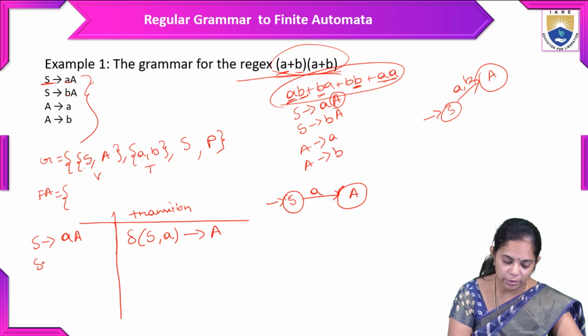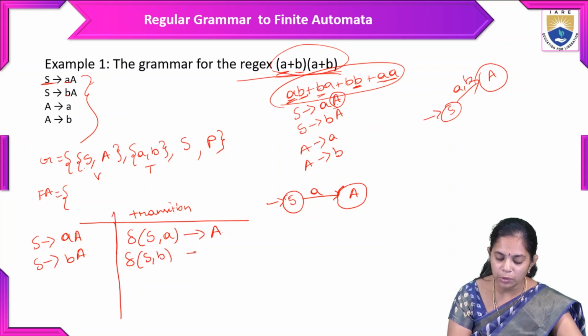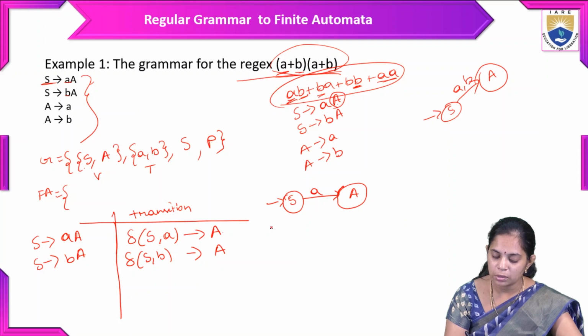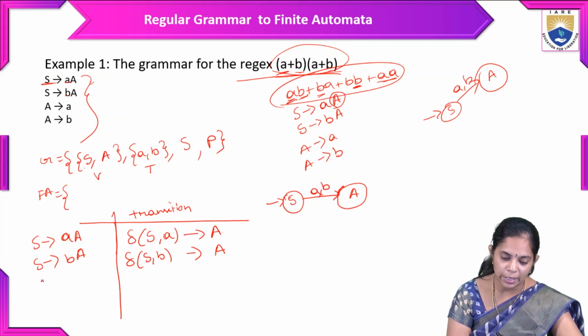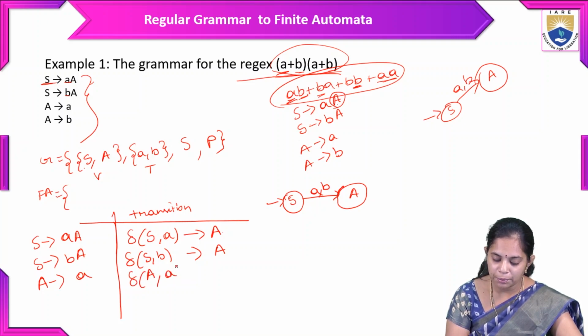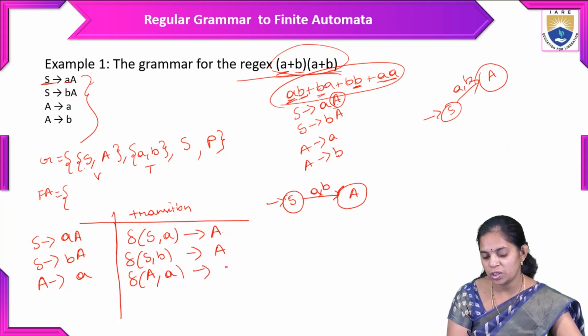And next take the other production, S tends to B A. And delta of S comma B input, it is also reaching the same state. So with the B also, it is reaching the A state. And here A tends to A, so delta of A comma A input, it is reaching the state.